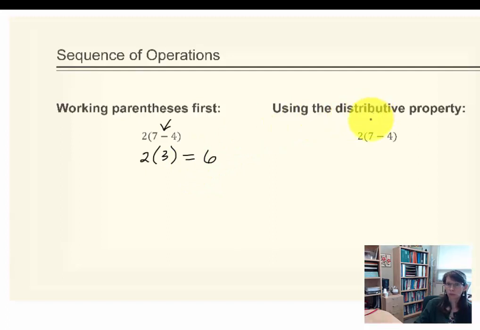Now, if I distribute first, that means 2 times 7 is 14. Then distribute, 2 times negative 4 would be minus 8. Since 14 and 8 are like terms, I can combine 14 minus 8, that is equal to 6. Notice how the final answer for each of these expressions is exactly the same.